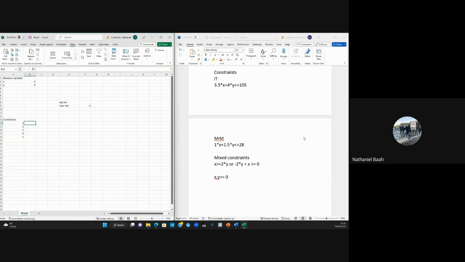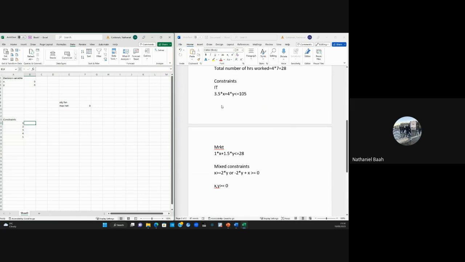So now what is our constraint one? Our constraint one says that it's 3.5 multiplied by x. That's Sony, plus 4 multiplied by y. Enter, and that should be less than or equal to 105. So I'll name this side my inequality. That's the symbols, right?